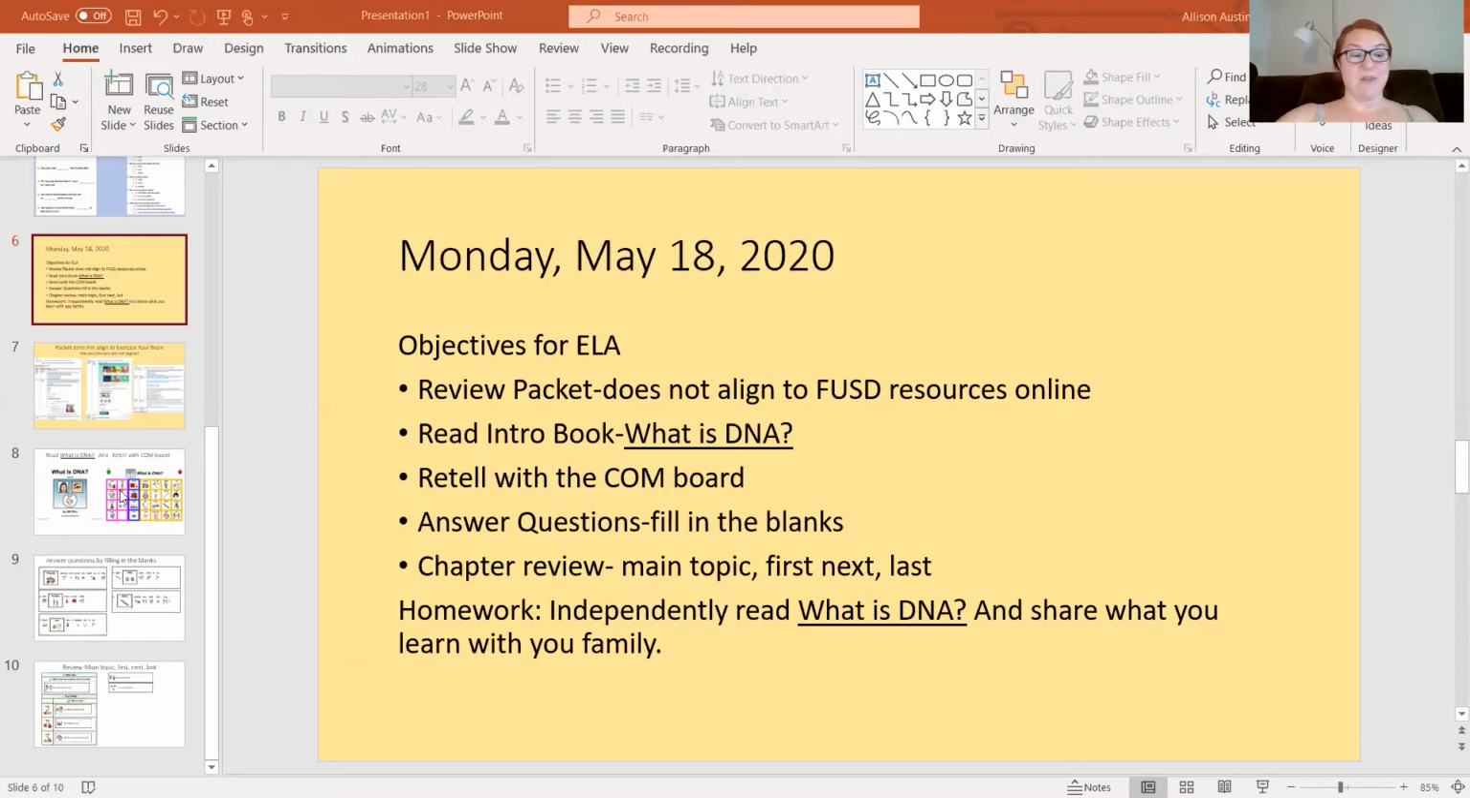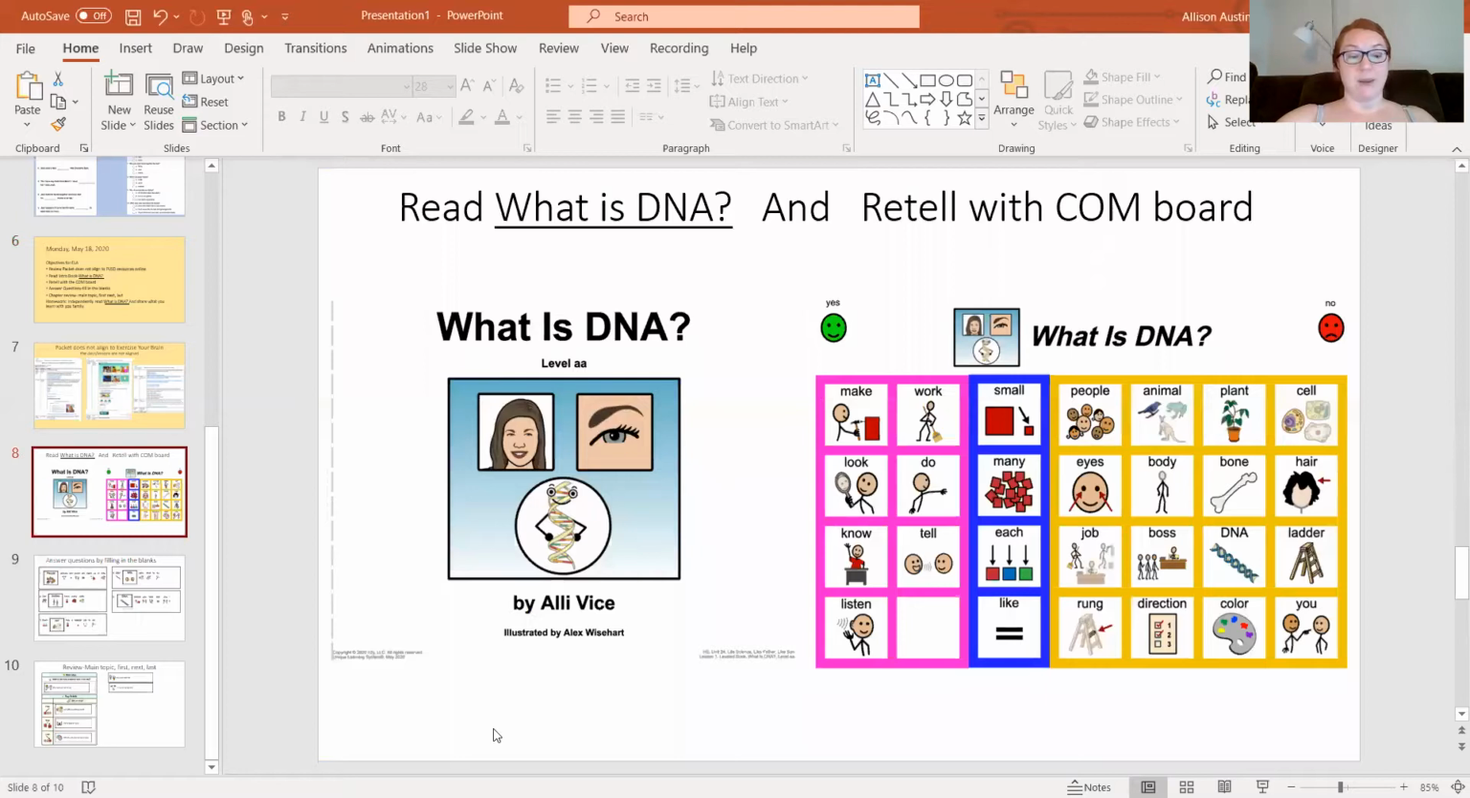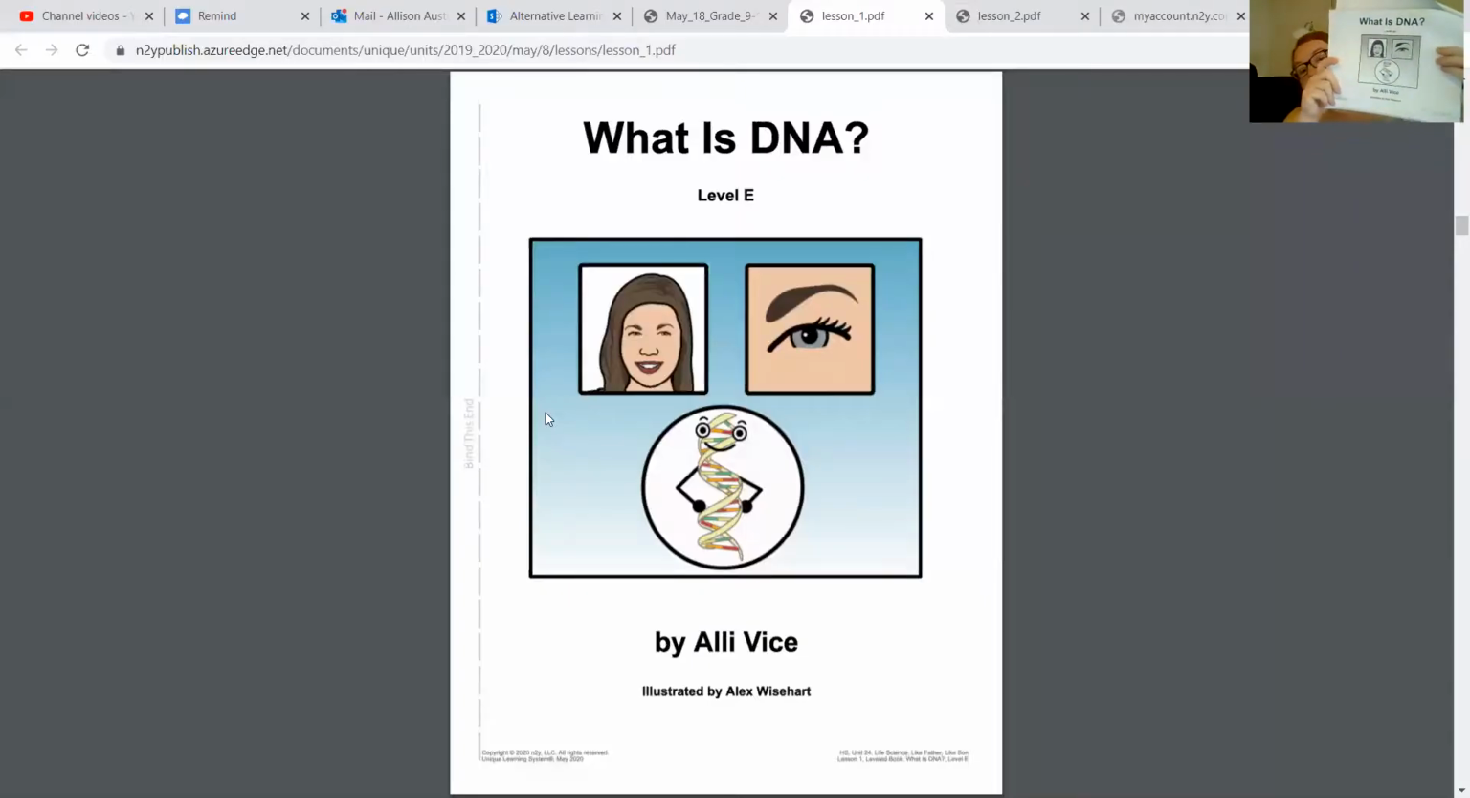Okay, so first objective is that we are going to read the chapter book, which looks like this. You're going to read this version in the packet, which has just one word per page, and I'm going to read this one, which has a lot more information in it. Okay.